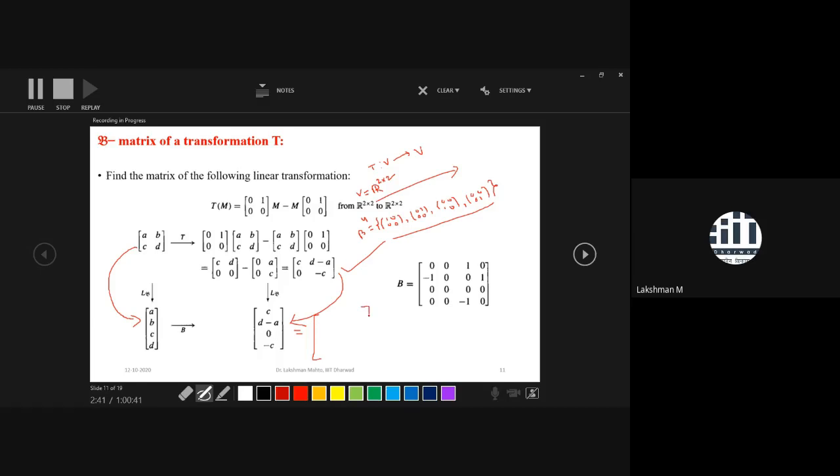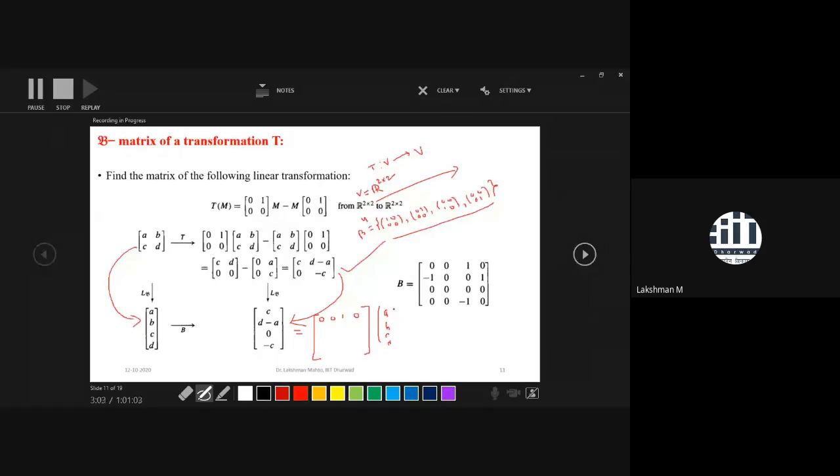So how can you write it in terms of a matrix? This one is talking about C. C means you multiply by 0, 0, 1, 0, since C will come at the third place. If you multiply 0, 0, 1, 0 with A, B, C, D, then you will get just C.